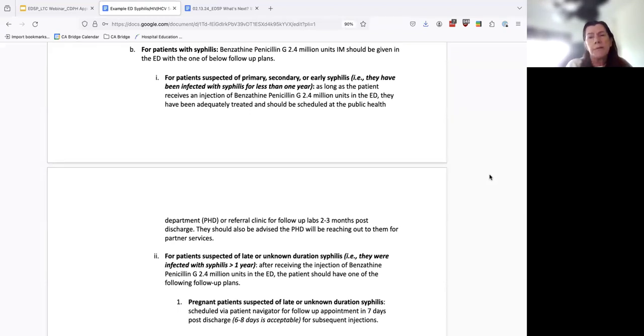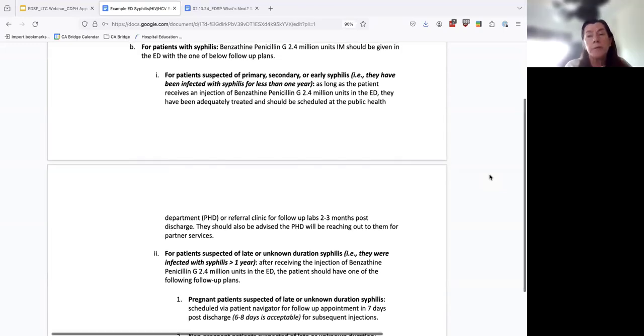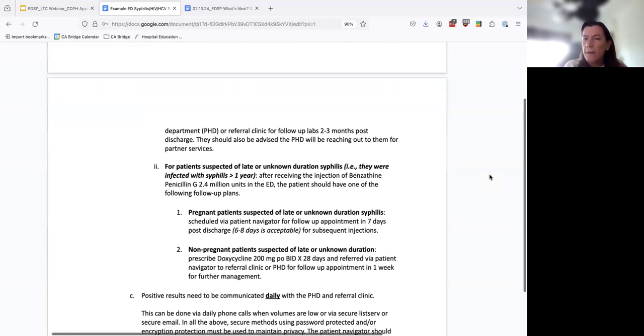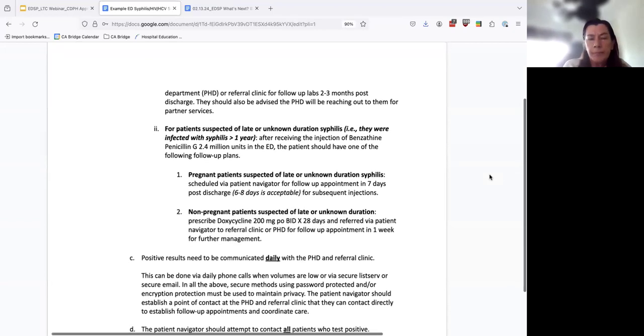So if the individual is determined to have primary, secondary, or early syphilis, meaning they've been infected with syphilis for less than 1 year, then as long as that patient was injected there in the emergency department, they've been adequately treated for their syphilis. They should be informed that the public health department is going to reach out to them in order to do follow-up partner services. So just make sure that they're advised that public health will be reaching out to them, but their follow-up appointment can be roughly around 2 to 3 months from their ED visit if they're otherwise doing fine.